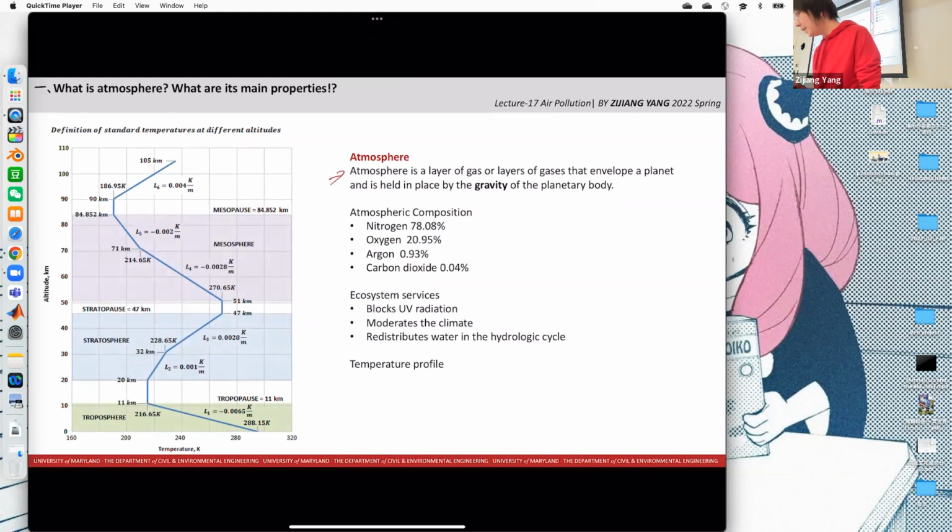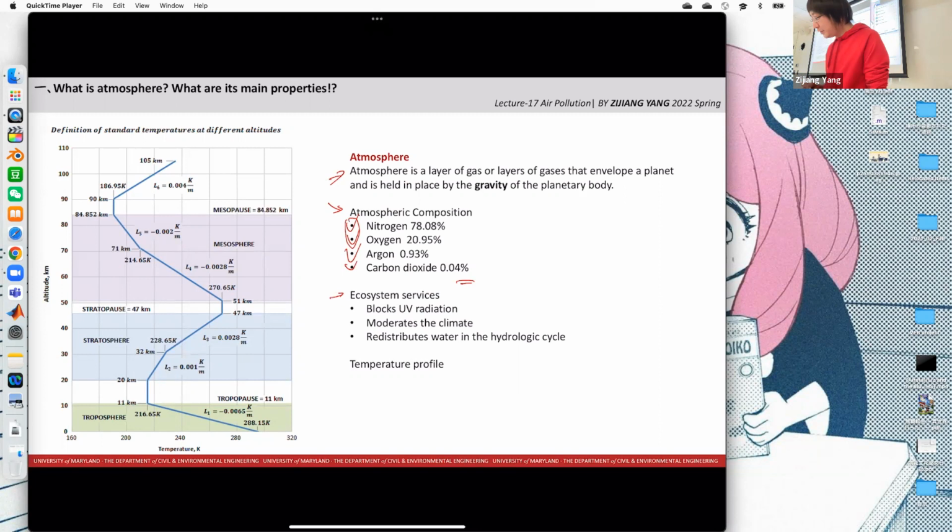So basically, atmosphere is a layer of gas or layer of gases that envelopes the planet and is held in place by the gravity of the planetary body. We should know that the atmospheric composition includes nitrogen, oxygen, argon, and some carbon dioxide. It may also have some other components that may vary by time or by place. In general, about 99% of the air consists of nitrogen or oxygen.